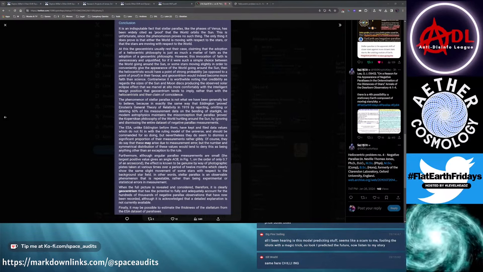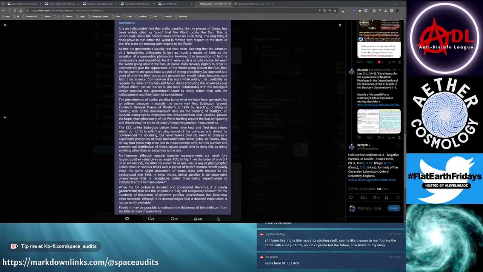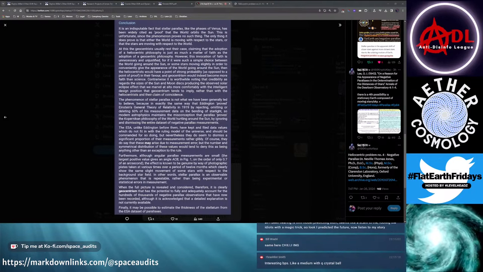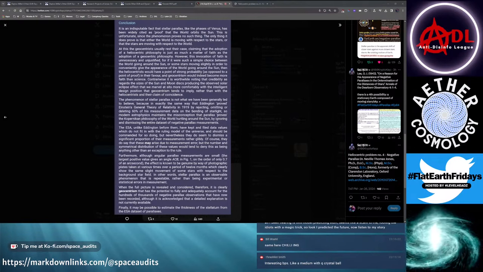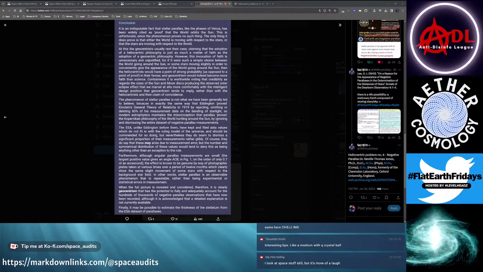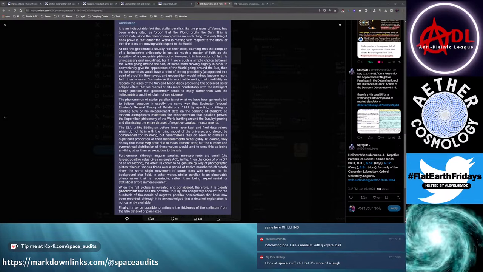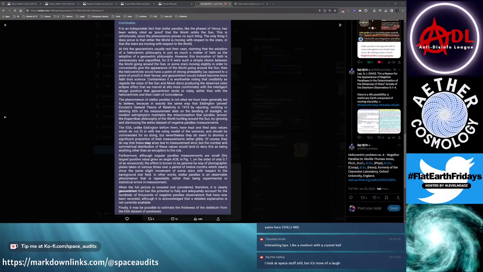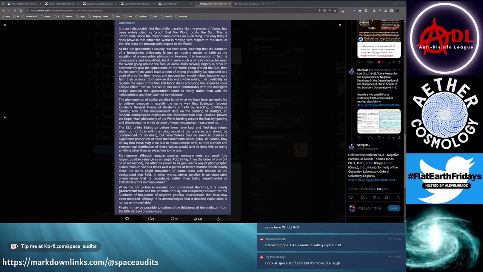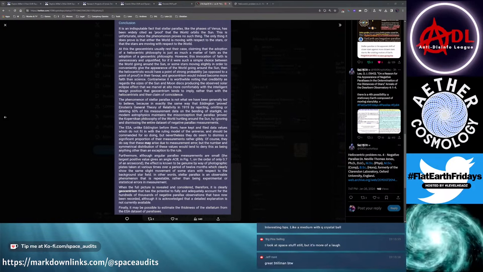The phenomenon of stellar parallax is not what we have been generally led to believe, because in exactly the same way that Eddington, quote unquote, proved Einstein's general theory of relativity in 1919 by rejecting, omitting, or just outright deleting 60% of his measurement data of starlight, just so modern astrophysics maintains the misconception that parallax, quote unquote, proves the Copernican philosophy of the world hurtling around the sun, just ignoring and dismissing the entire data set of negative parallax measurements. Bro, do you know how dishonest?